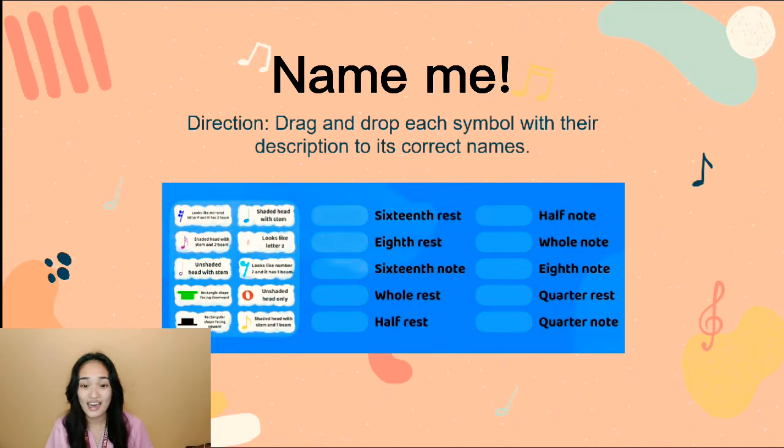You are going to drag and drop each symbol with its description to its correct answer. To answer this, I have here the link that I will be commenting in our chat box. Just click it, type your name, and start playing it. I will give you 10 minutes to answer, and the fastest pupil who will have the perfect score will have a prize. Are we clear? Crystal. Very good.